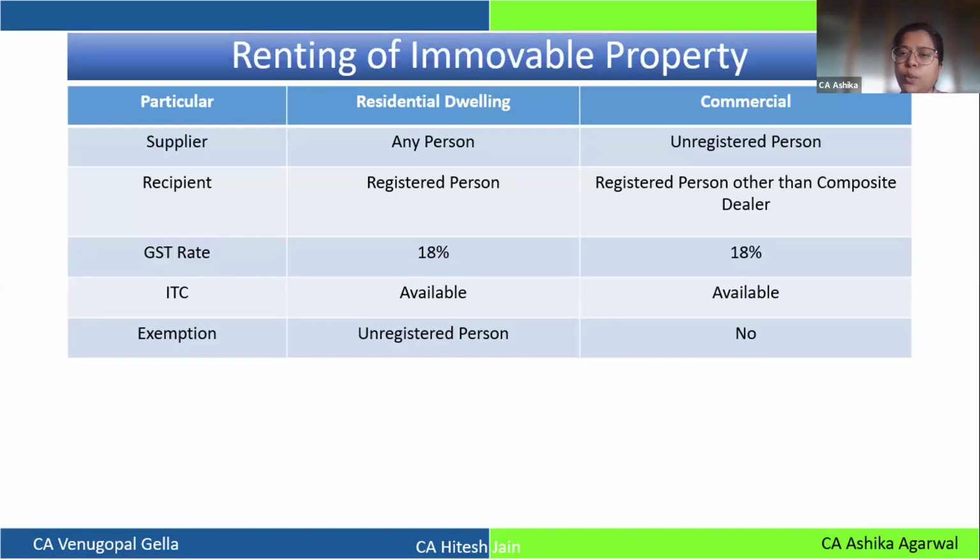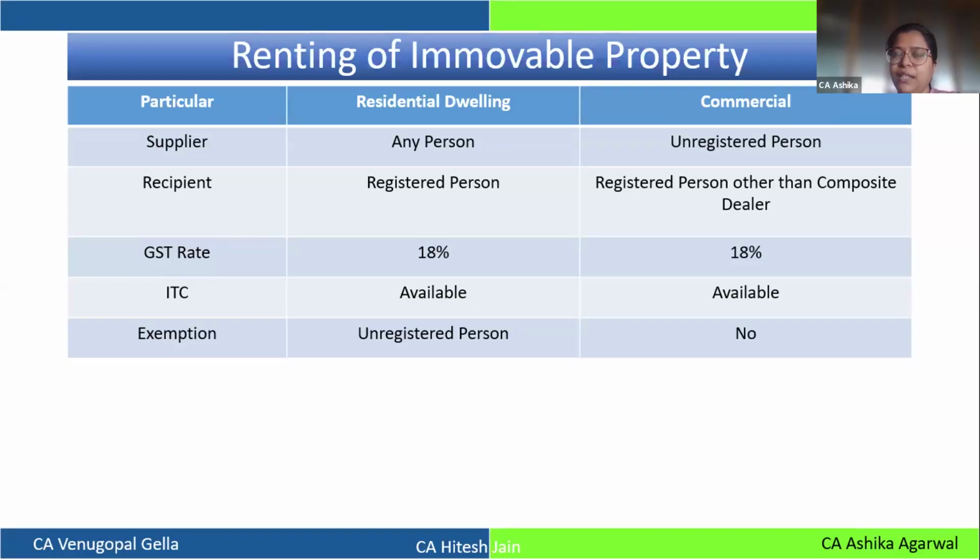Because there may be a situation, let's take the example of sponsorship service, which we recently discussed. Now in sponsorship service, if a provider is a body corporate, then RCM is not applicable. If a provider is other than a body corporate, then you have to check your recipient, because it will be applicable only when the recipient is a body corporate.